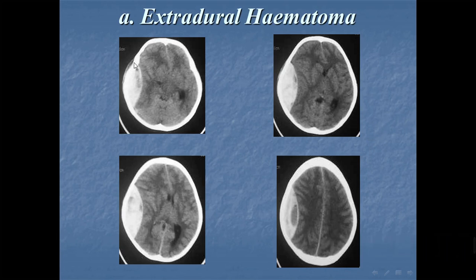For example, this is the side of the coronal suture here. This is the lambdoid suture. So it is separated between the lambdoid suture and coronal suture on the right side. Lens shape biconvex extradural hematoma located on the right side of the brain.